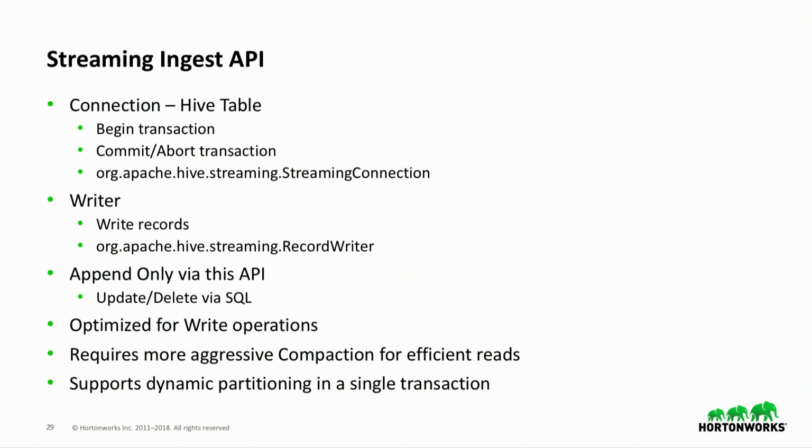And again, to point out one addition in Hive 3, it supports dynamic partitioning, which means that you can make a connection to a partitioned table, and the library itself will figure out which row needs to go to which partition. This is important because oftentimes the stream in Kafka, for example, is not partitioned the same way as the Hive table is partitioned.